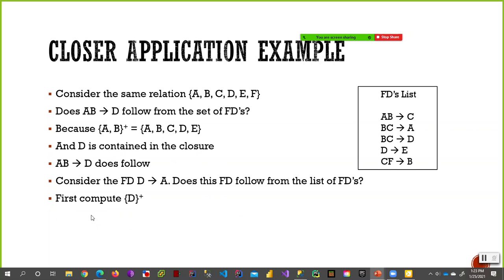The way that you prove that is you compute the closure for D, right? So let's compute the closure for D really quick. What is contained inside the closure set for D, given the functional dependency list? You know D is inside of there. What else is inside the closure set of D?